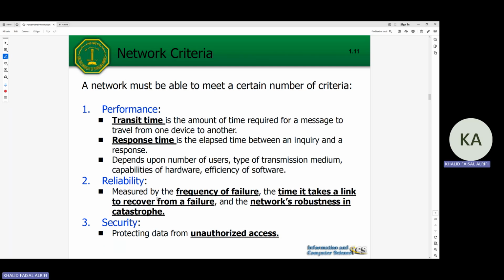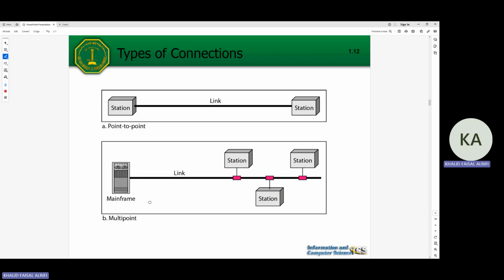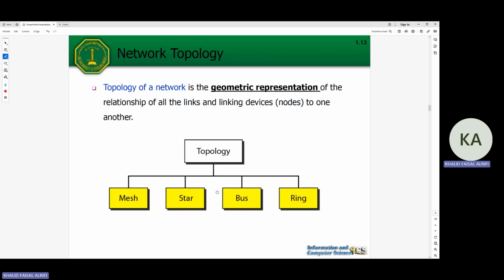Reliability, which measures the frequency of failure, the time it takes a link to recover from a failure, and the network's robustness in catastrophe. Okay. Security, of course, means protecting data from unauthorized access. Type of communication: we have two types, point to point, which means one device to another, and multi-point, which means one to many, and so on.